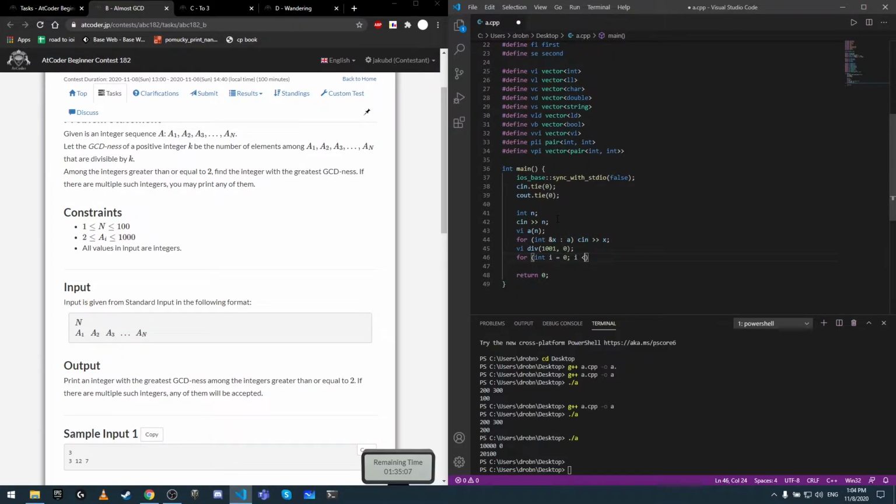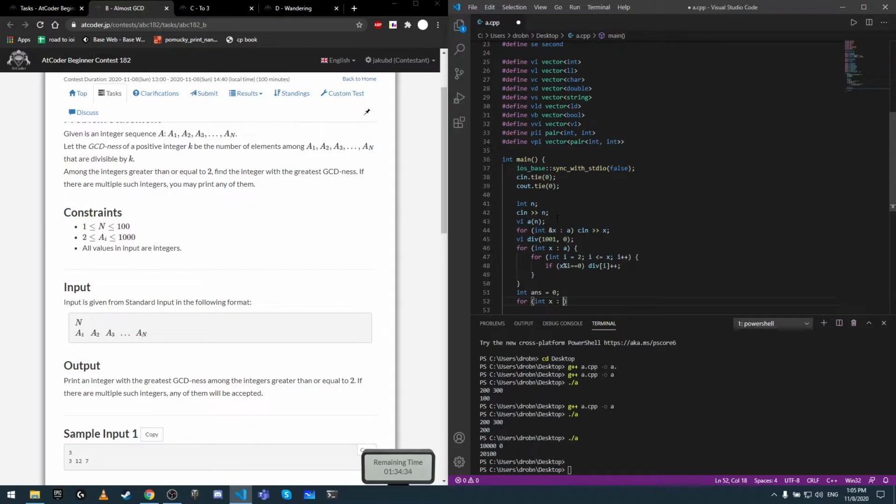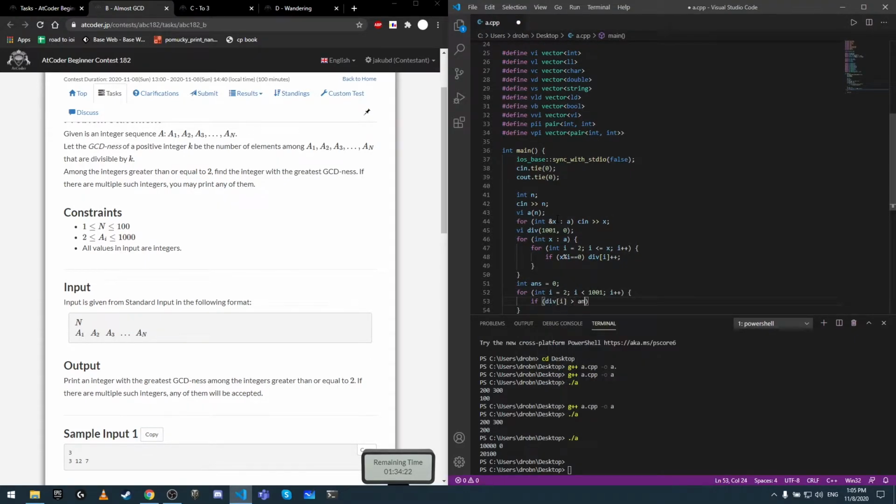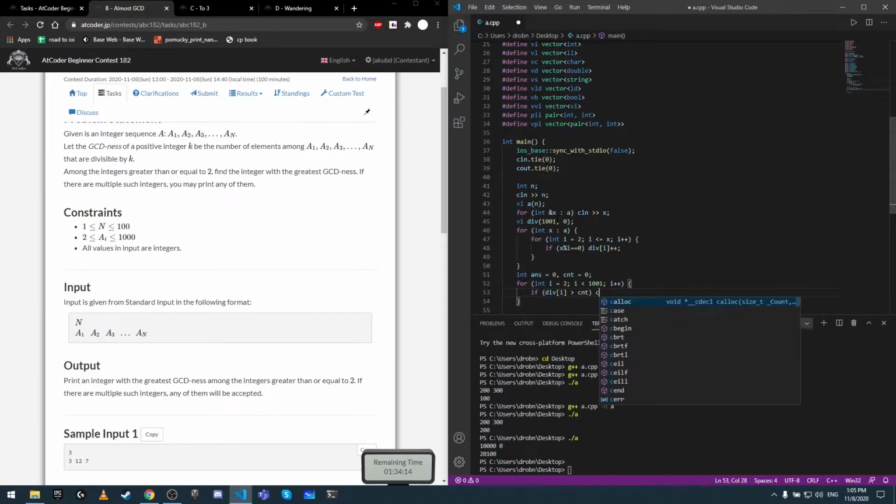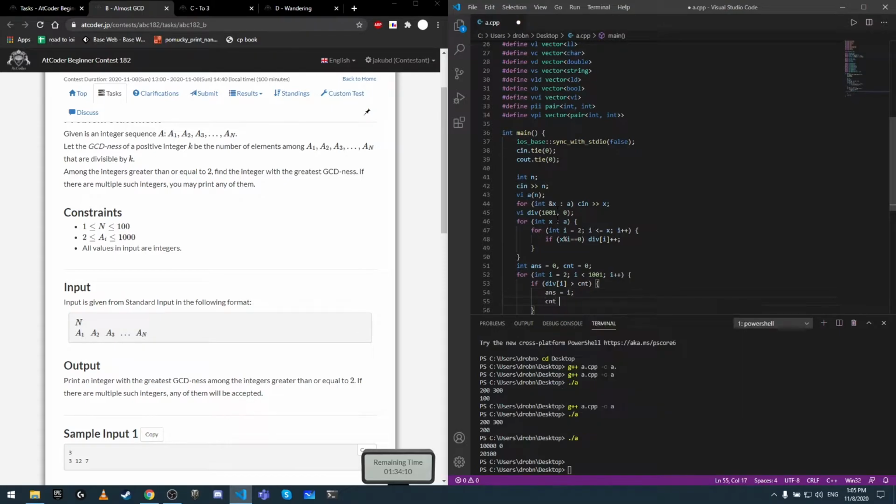X in A, second divisor, if x percent y equals 0, divisor y plus, for int I 2, if d5 overcounts then sum, then ans equals I, sum equals d5.